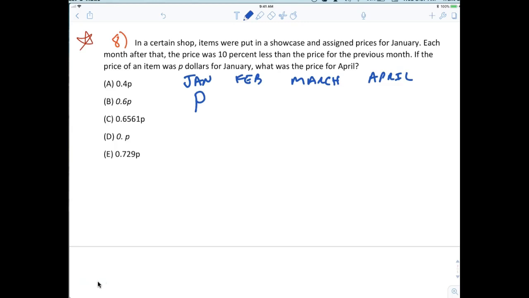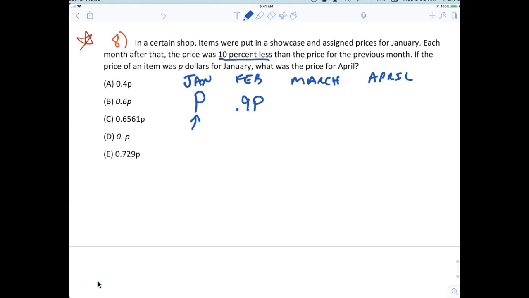So each month, the price was 10% less. So what would the price be in February? Somebody tell me. Yes, thank you very much. 0.9p, correct? Because you get a 10% discount, correct? So instead of paying 100%, you only have to pay 90%. And you have to pay 90% of what? Of the price. Agreed? So in February, it would cost you 0.9p.